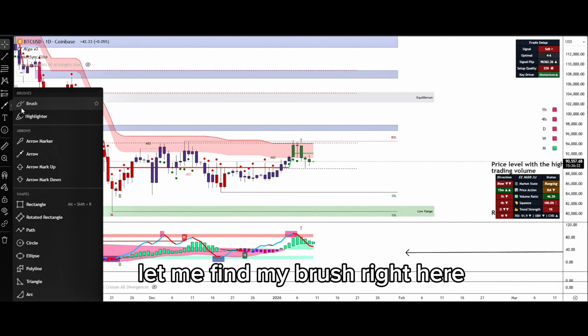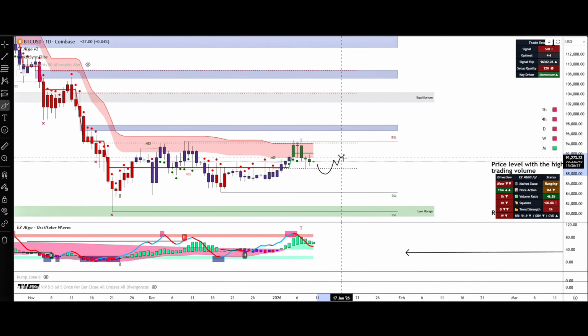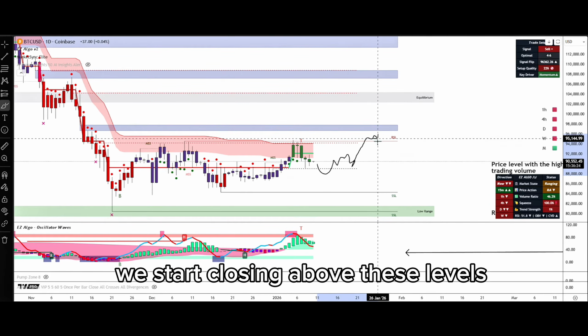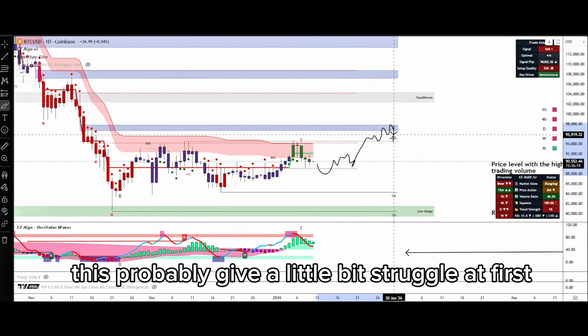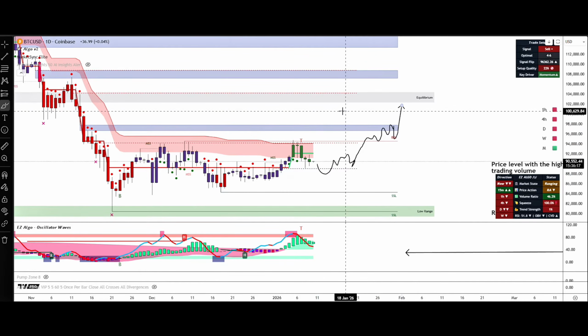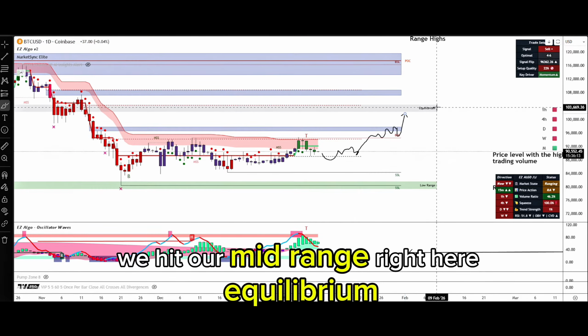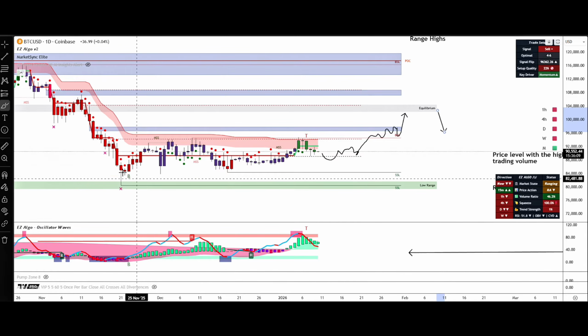And let me find my brush right here. And eventually, even if price sweeps down and we get some crappy price action, you know, we start closing above these levels and then we can test here. This will probably give a little bit of struggle at first, and then hopefully we hit our mid-range right here, equilibrium. Oh yeah, I don't know why it's still doing that. And we see what happens next, right?